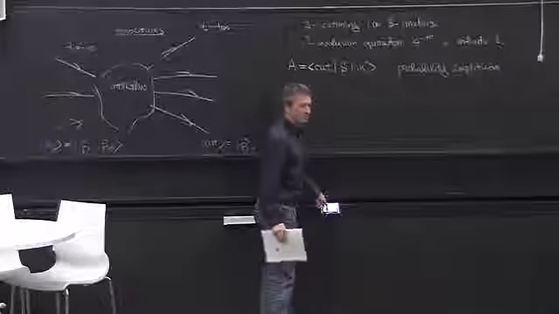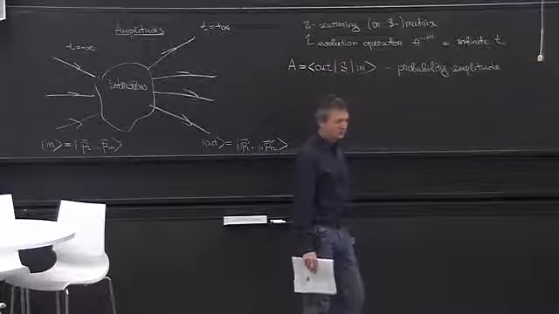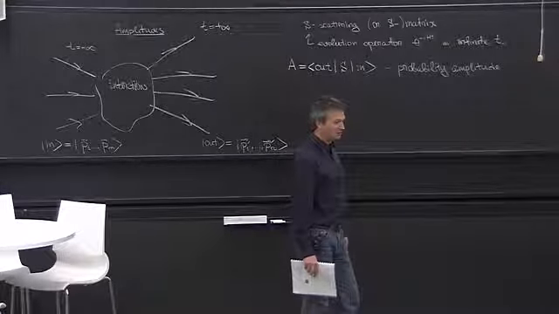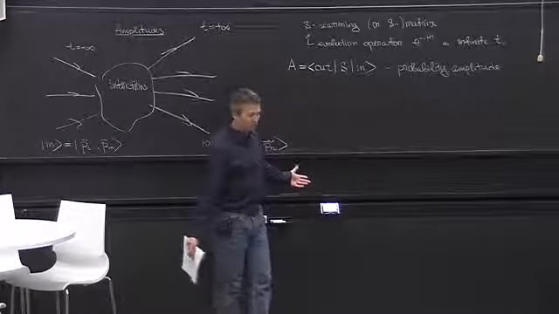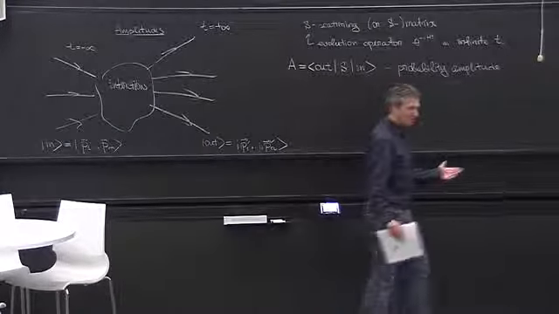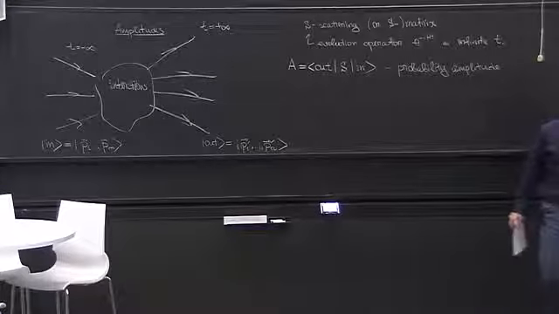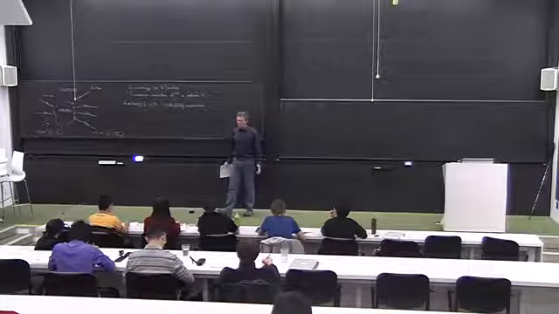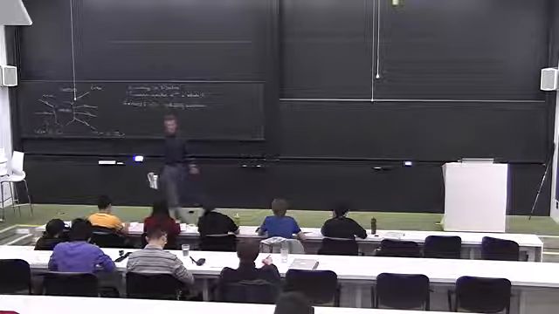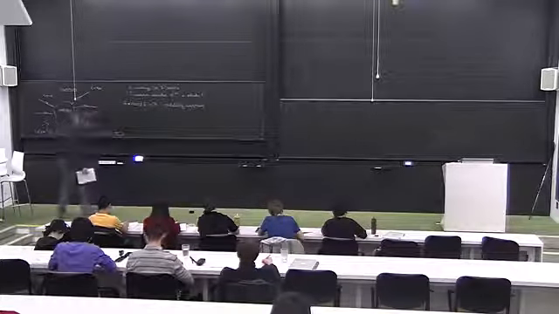Yes? So you call it a probability amplitude, but what precisely does it signify? Just as usual, the square of it is the probability to produce a particular out state from a given in state.